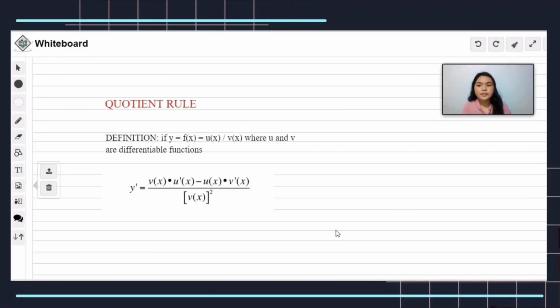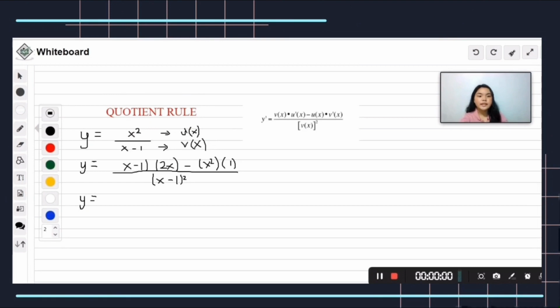Next rule that I will tackle is about quotient rule. The definition of quotient rule is if y is equals to f of x equals to u of x over v of x, where u and v are differentiable functions, then the derivative of y is equals to v of x multiplied by the derivative of u of x minus u of x multiplied by the derivative of v of x over v of x squared. To further understand the quotient rule, let's have an example.